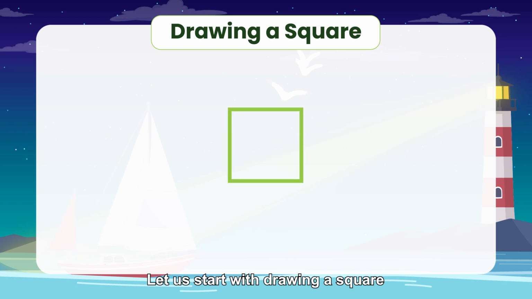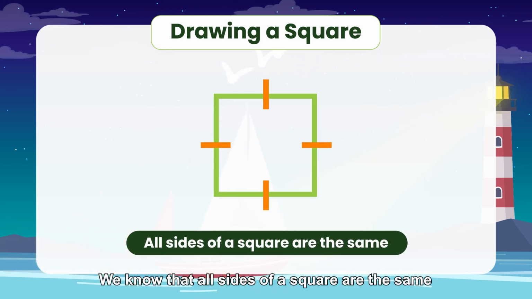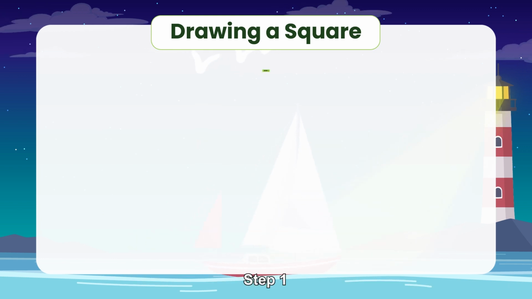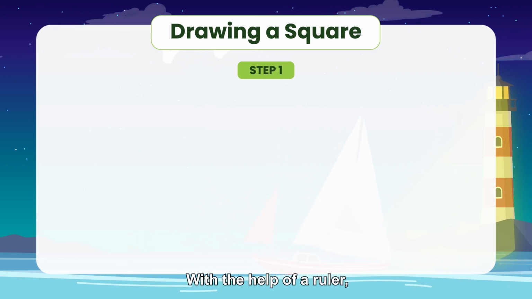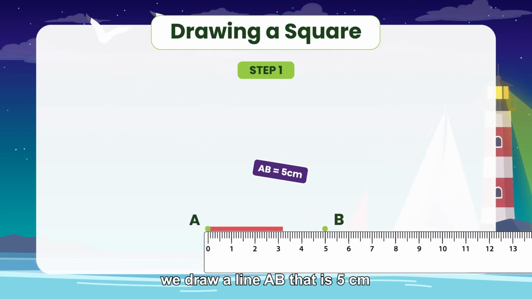Let us start with drawing a square. We know that all sides of a square are the same. Step 1. With the help of a ruler, we draw a line AB that is 5 centimeters.